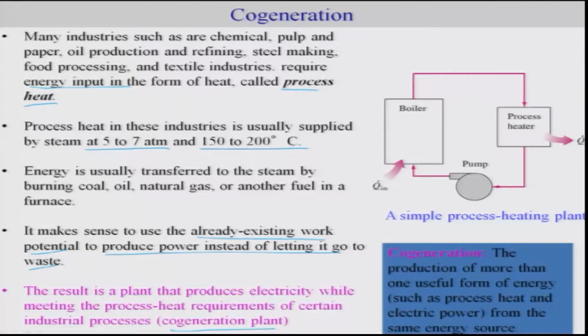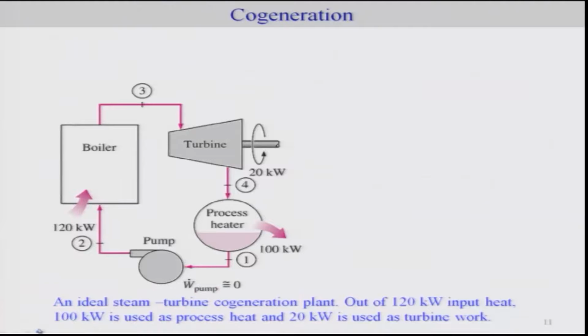While you produce electricity, you also make use of process heat for certain industrial applications. This is an example here: a complete process heating plant, a very simple one. The boiler directly heats the steam, and this heat generated is used in some process heater. So this QP is nothing but your process heat. Let's discuss a bit of that.